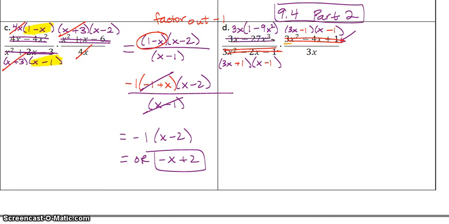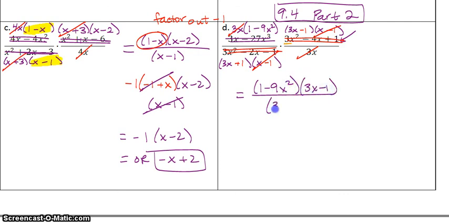So I'm going to cancel out what I can, and then I want to show you something. So, alright, I can cancel out 3x and 3x. I can cancel out x minus 1 and x minus 1. So right now I am left with 1 minus 9x squared and 3x minus 1 on top, and on bottom 3x plus 1. So now every single time when you get to some of these more advanced problems, you're going to have to look for those special patterns.